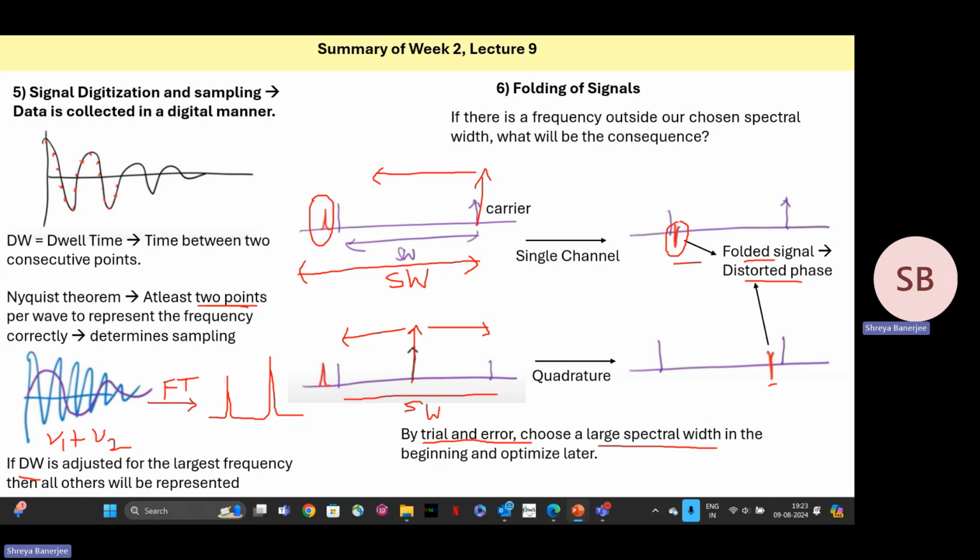This kind of folded signal will only appear when the spectral width you have chosen is too small. So this is actually the way to set the spectral width to a proper value so that all the signals are scanned and they appear in the proper phase.